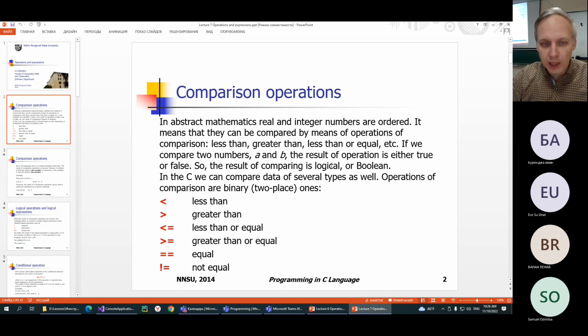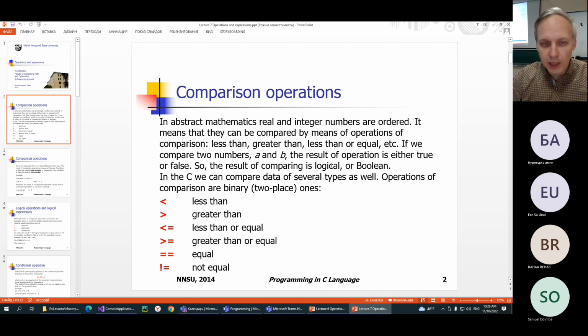The comparison operations. As comparison operations, we can use the usual less than, greater than, less than or equal, greater than or equal, equal, and not equal. We can apply these operations for different data types: integer, real data types, and so on.